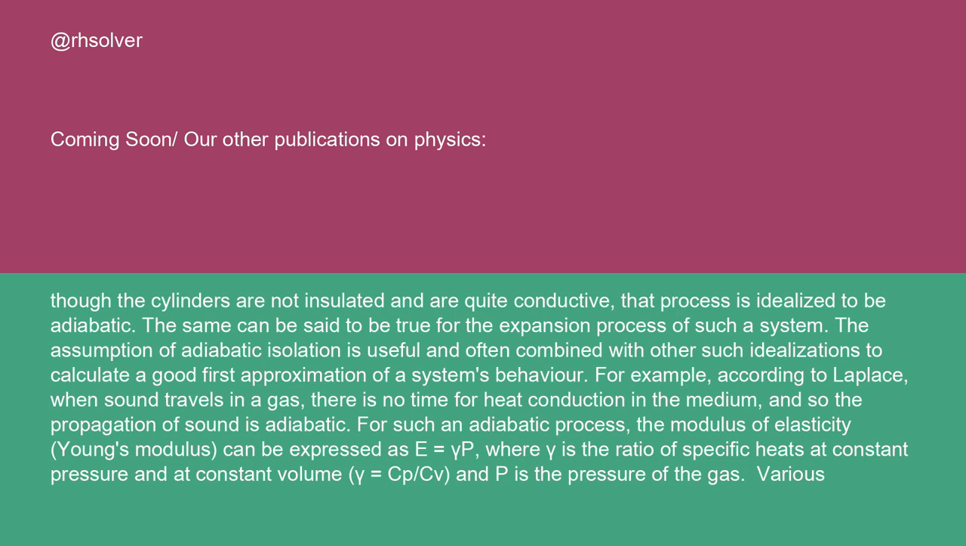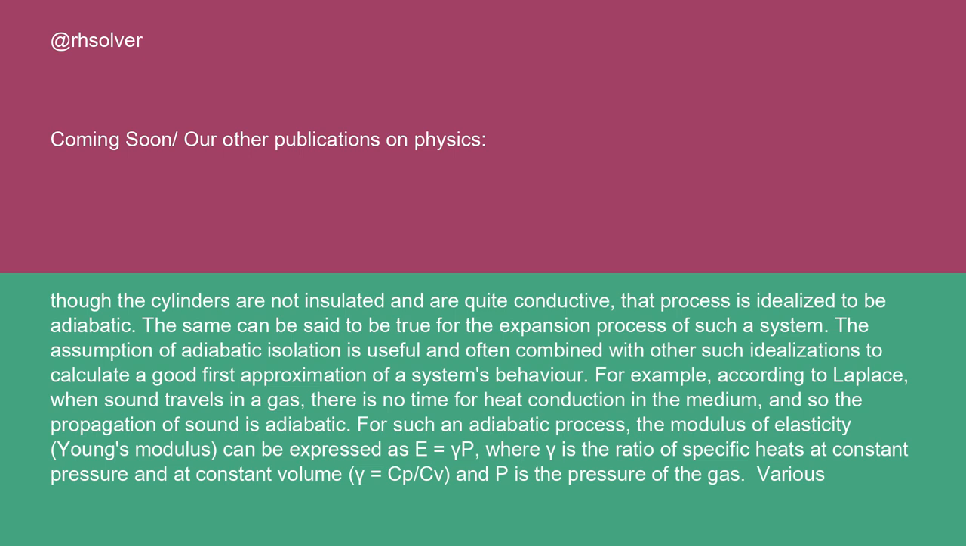The assumption of adiabatic isolation is useful and often combined with other such idealizations to calculate a good first approximation of a system's behavior. For example, according to Laplace, when sound travels in a gas, there is no time for heat conduction in the medium, and so the propagation of sound is adiabatic. For such an adiabatic process, the modulus of elasticity, Young's modulus, can be expressed as E equals gamma P, where gamma is the ratio of specific heats at constant pressure and at constant volume, gamma equals Cp/Cv, and P is the pressure of the gas.